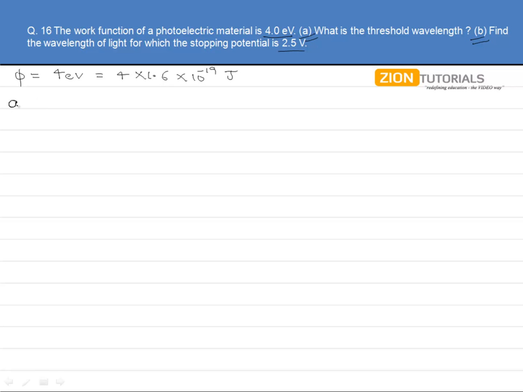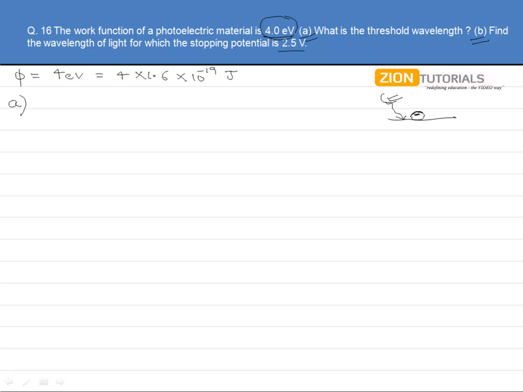So proceeding with the first part, that is finding the threshold wavelength. Now work function is the minimum energy requirement for the removal of an electron from the photoelectric material. Like the electron will simply come out without any kinetic energy, that is zero velocity, due to the work function. And the lambda associated with that energy of the light wave is actually called threshold wavelength. So basically it is the maximum wavelength with which the electron can be emitted out of the photoelectric material. So we need to find the same.